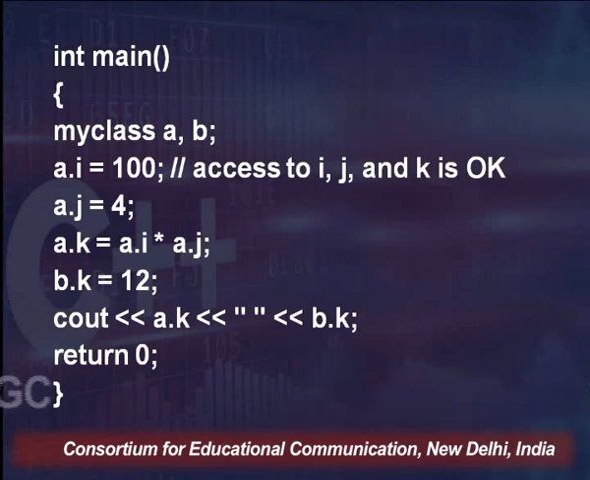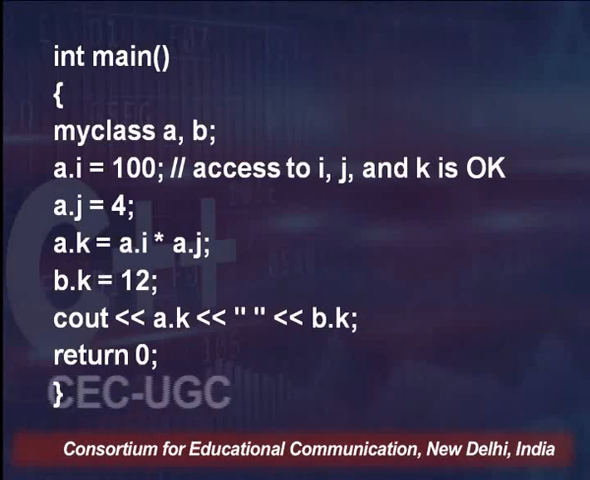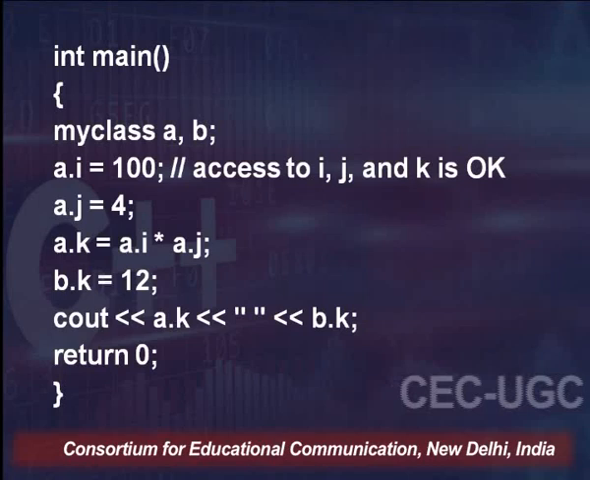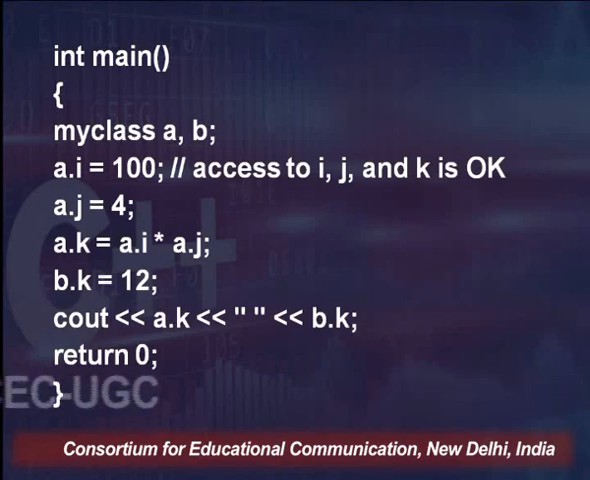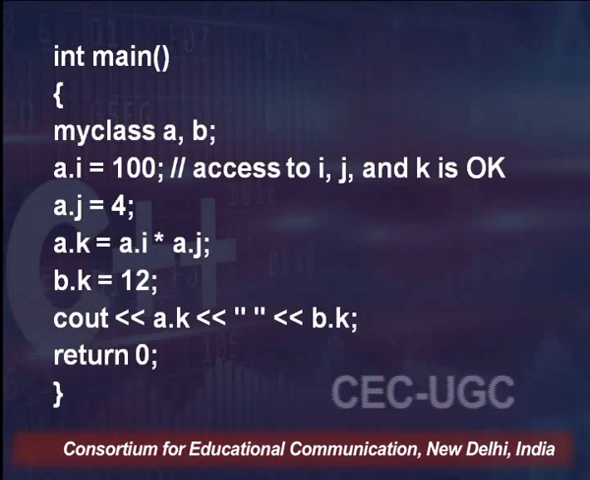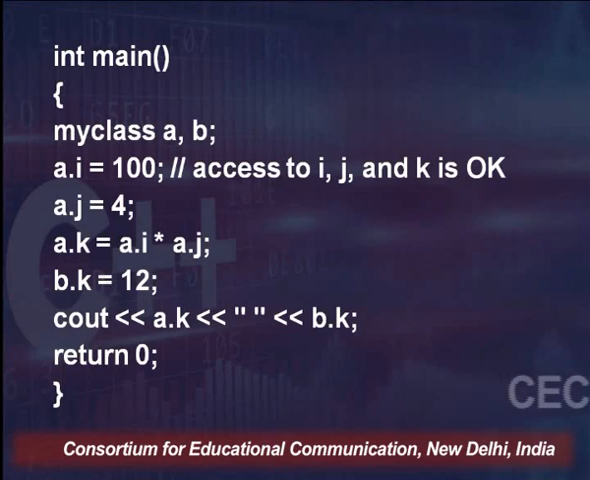If they would have been defined in the private section, which is also the kind of default access specifier, then we would not have been able to access A dot i or A dot j or A dot k in this manner in which we have accessed it here.